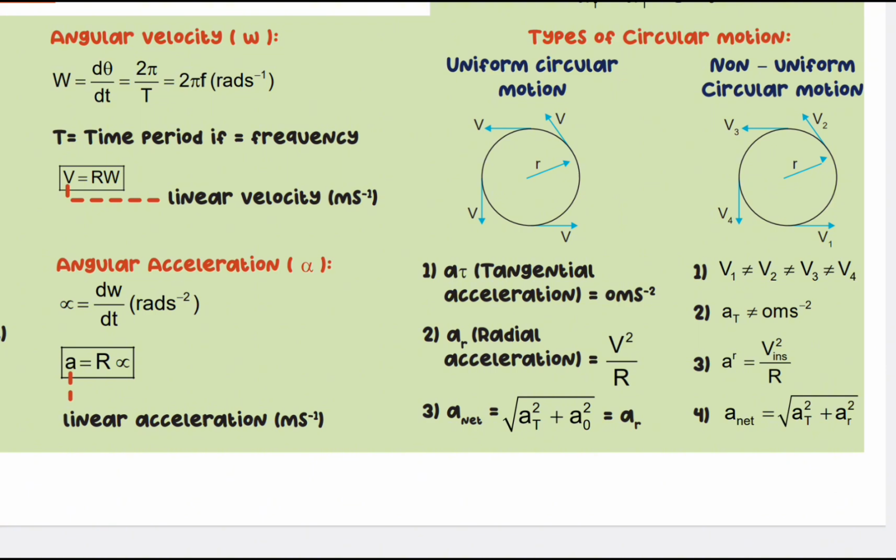In the case of non-uniform circular motion, the velocities are not the same at different points. So the tangential acceleration is not equal to 0. So the radial acceleration is equal to instantaneous velocity square divided by r. So net acceleration is equal to root of tangential acceleration square plus radial acceleration square.